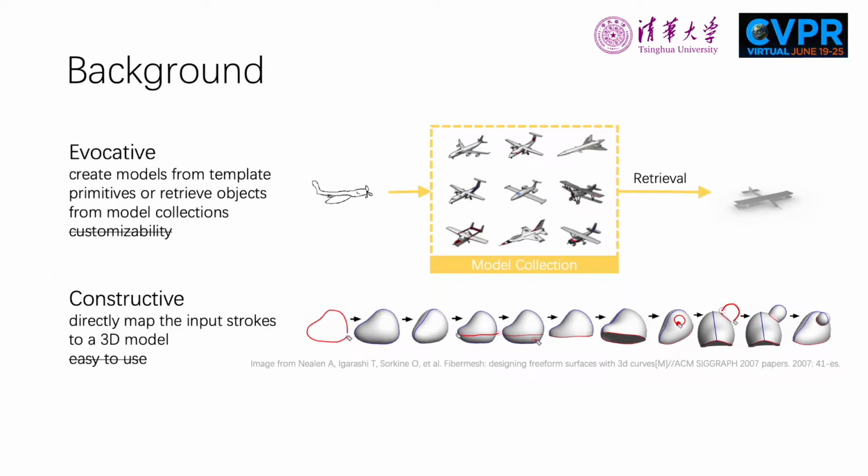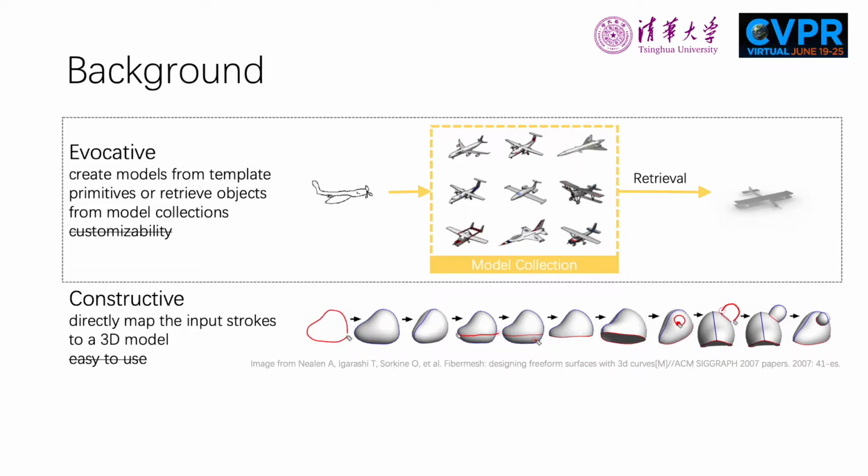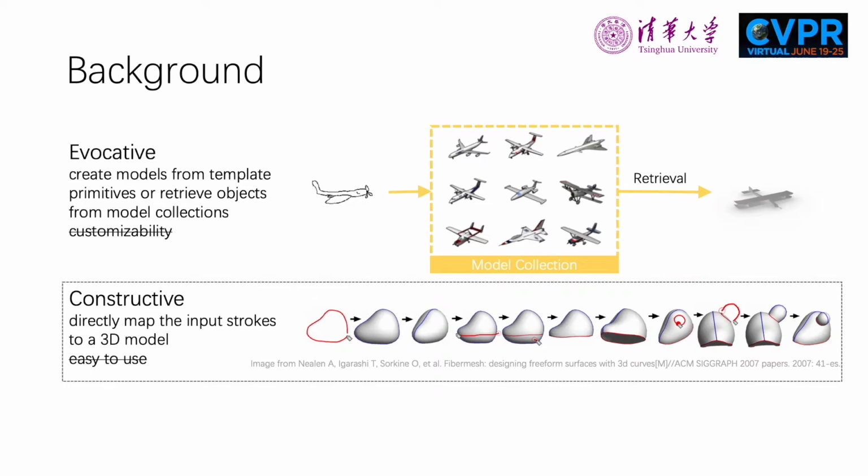However, existing methods fail to provide customizable and easy-to-use 3D modeling tools for novice users in this content creation scenario. Evocative methods create models from template primitives or retrieve objects from model collections. They are limited to generating certain shapes. Constructive methods directly map the input strokes to a 3D model, but it's very time-consuming to create a non-trivial shape, like the one taken from FiberMesh below.